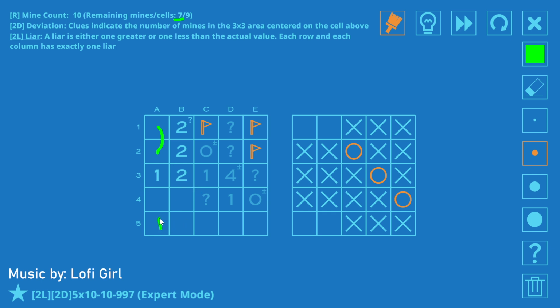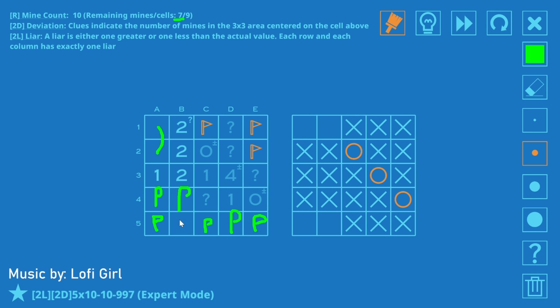And so there can't be both of these being mines, because then none of these would be liars, and that fails this row. And so that means if there was one liar here, if you filled the rest with mines, and filled whichever one was not a liar here with a mine, plus a mine here, that would give you 3 plus 3 plus 1, exactly 7.